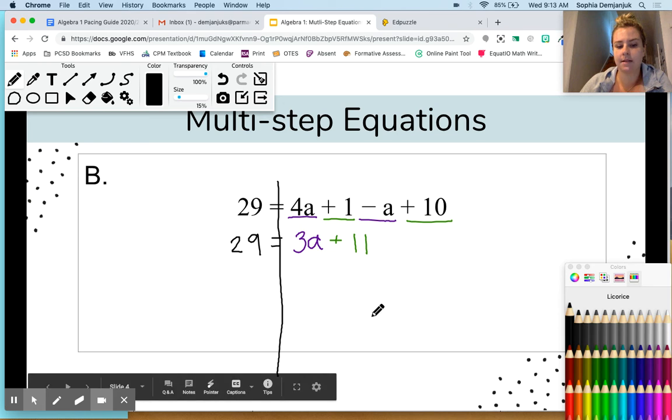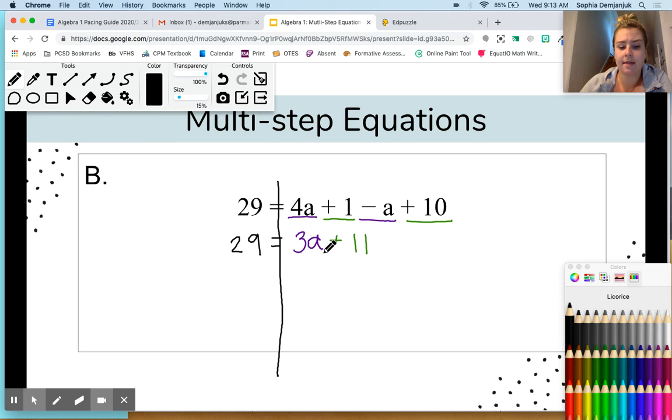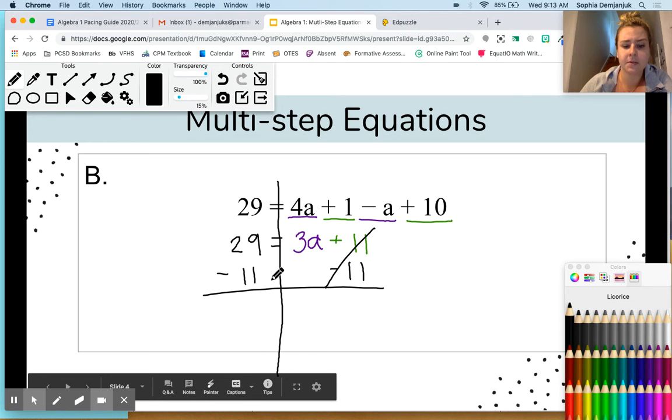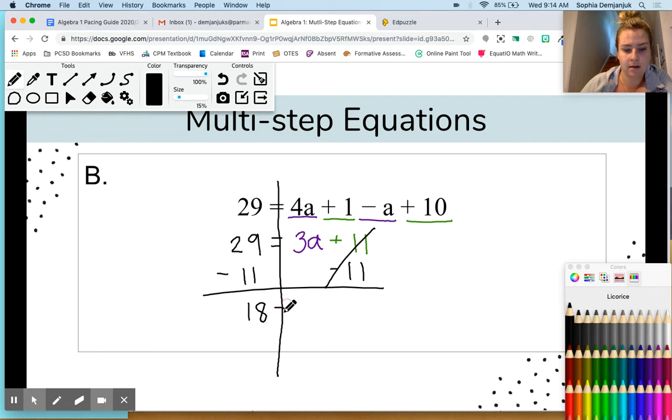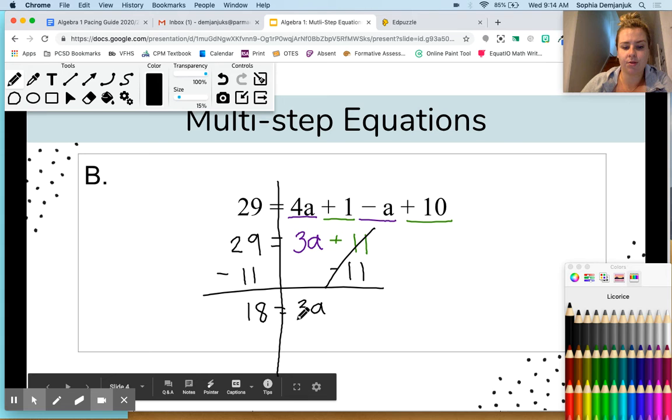And again, we have a two-step equation to solve. So I have this a on the right side I want to get by itself. I need to start by getting the 11 to the other side. It's positive, so we'll subtract 11 from both sides. 29 minus 11 will leave me with 18 equals 3a. I want to get the 3 to the other side. I need to divide it off. 6 equals a.